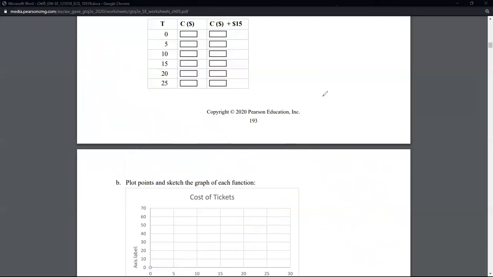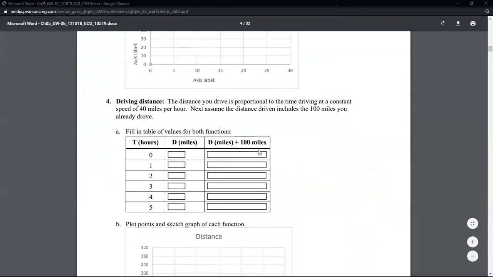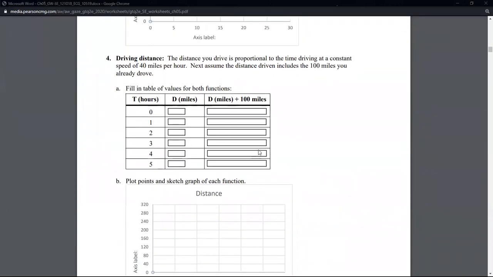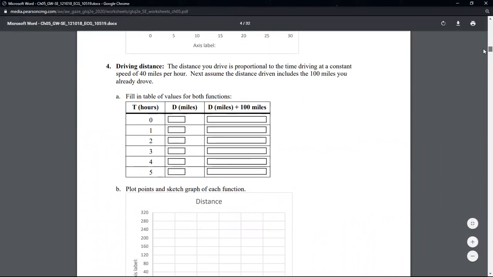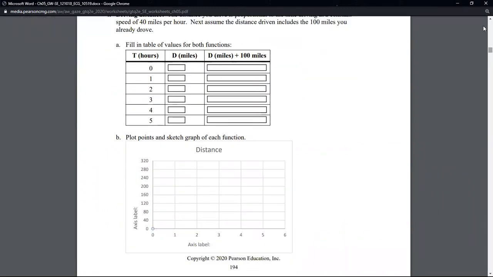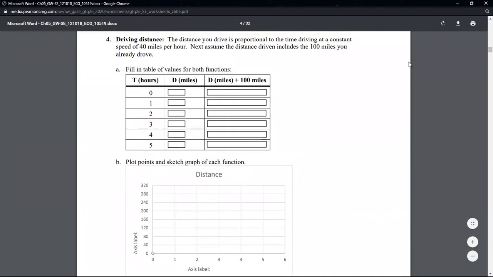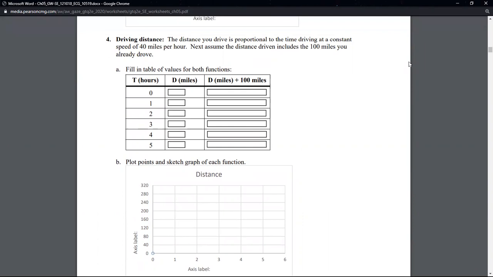Clear screen. Let's scroll down. Let's do one more of these. I'm trying to get this set up perfectly. There we go. Driving distance. The distance you drive is proportional to the time driving at a constant speed of 40 miles an hour.